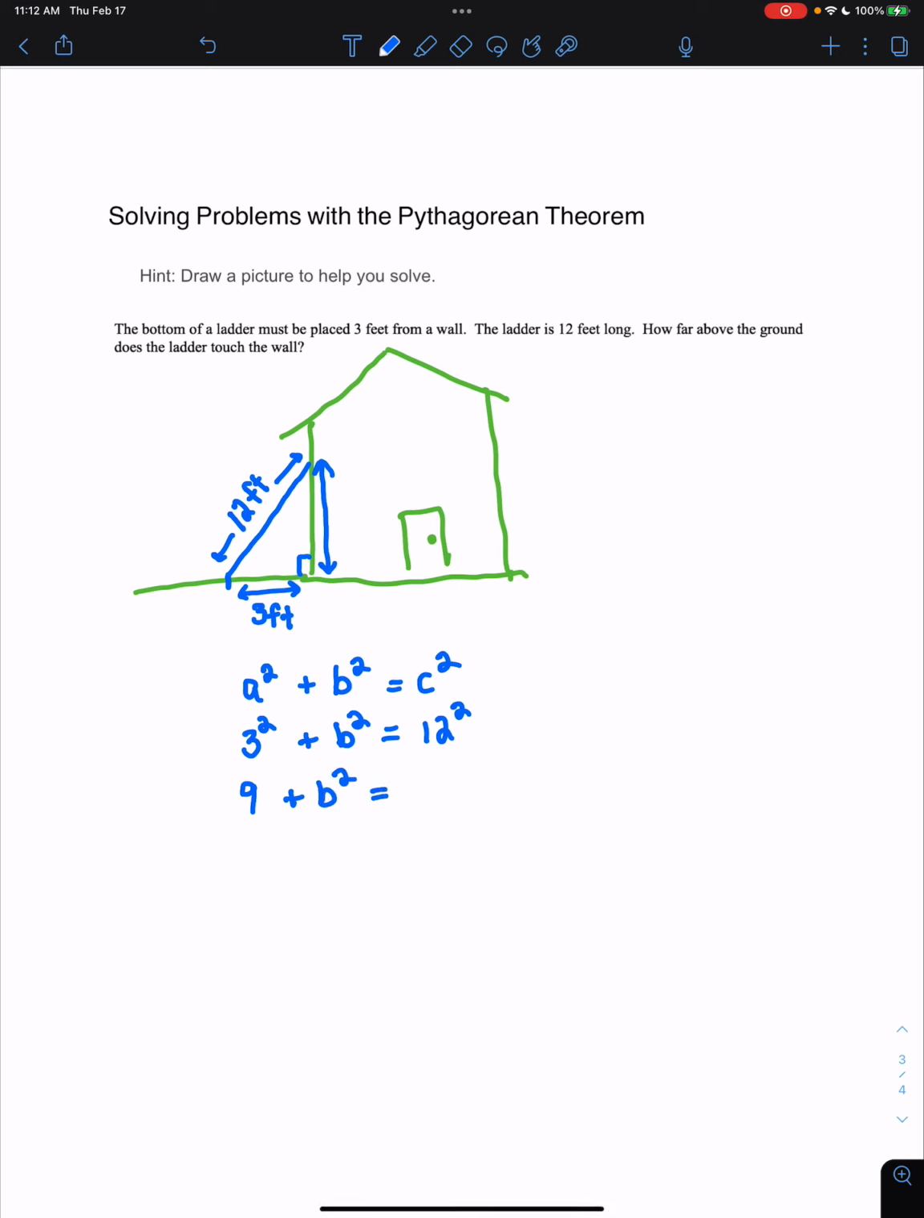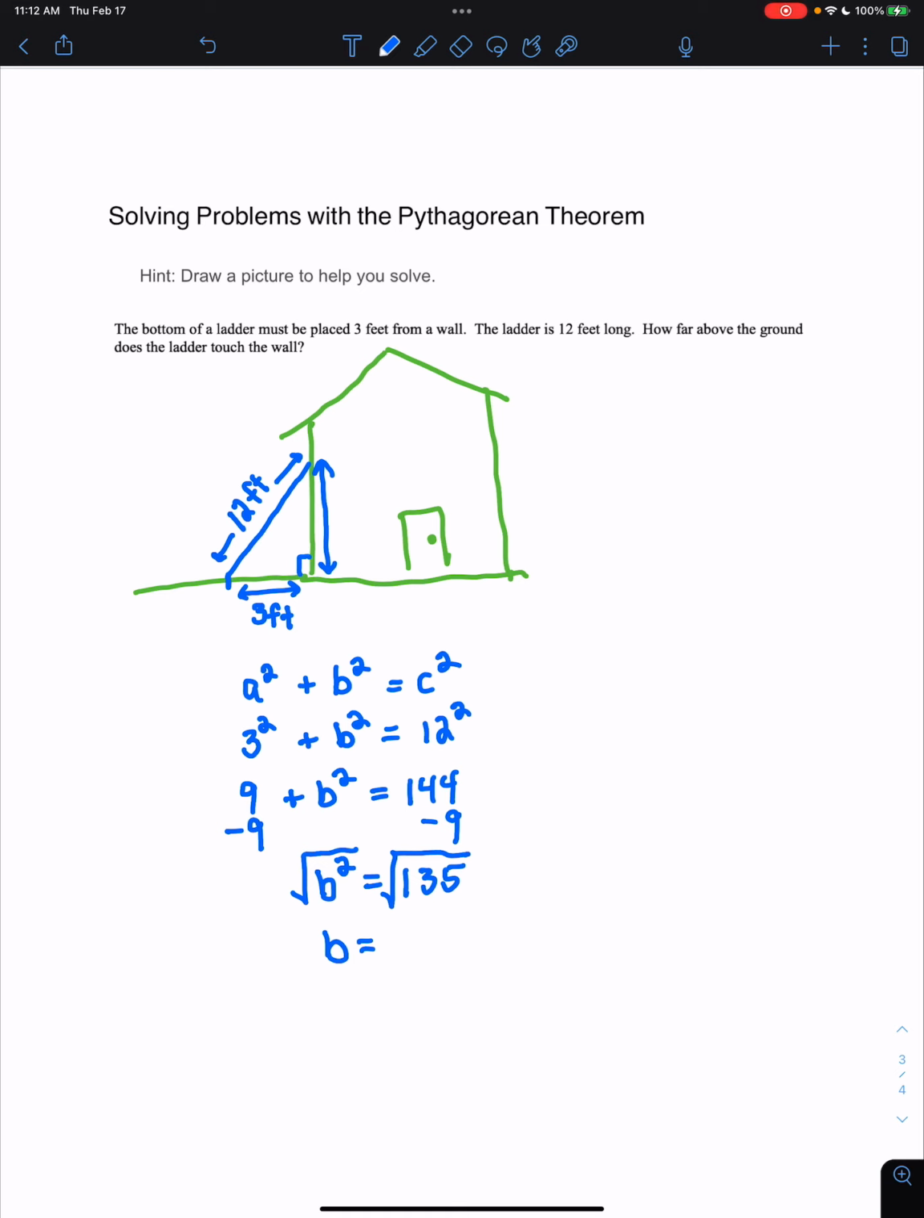You can use your calculator. 12 times 12, I know, is 144. Now I have to get b squared by itself. So I'm going to subtract 9 from both sides. b squared is going to be 144 minus 9, which is 135. And now I have to take the square root on both sides to find what b is equal to.